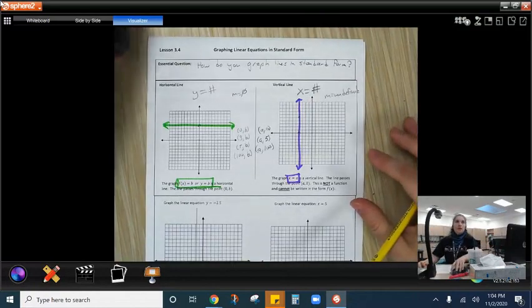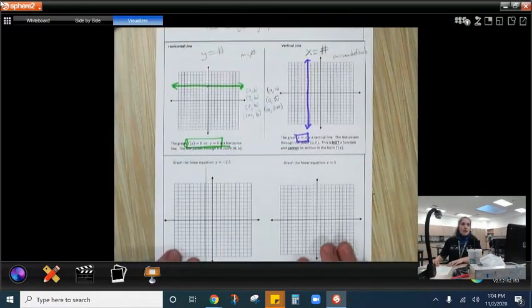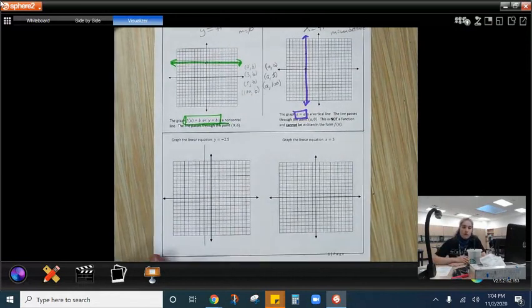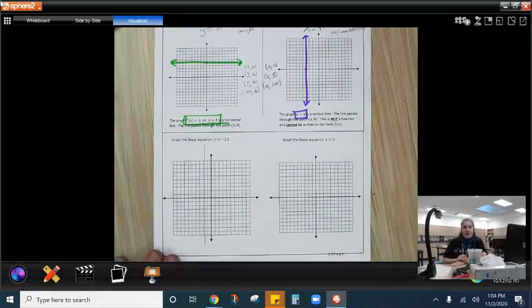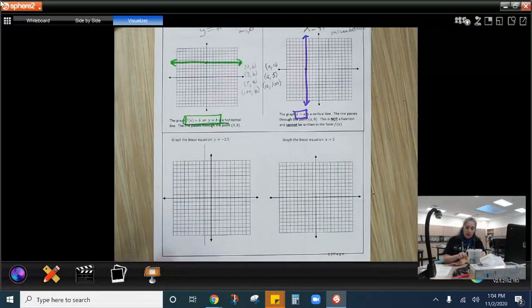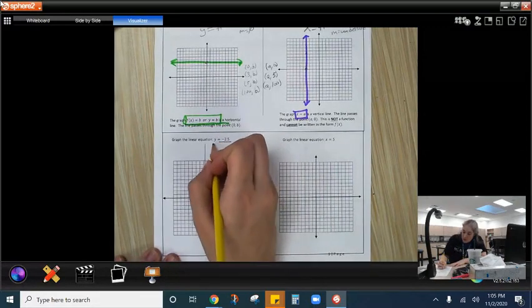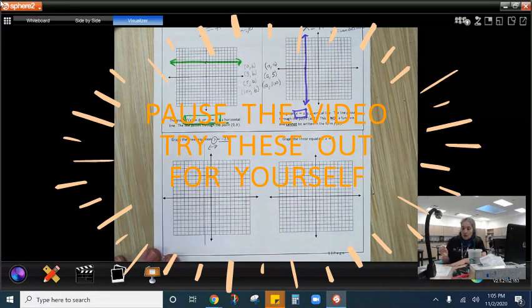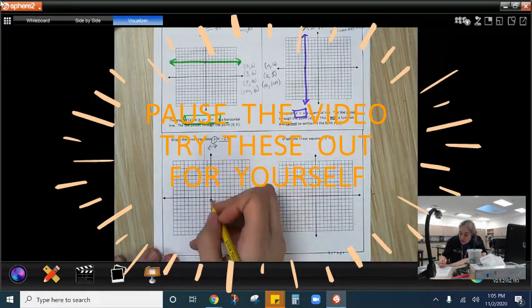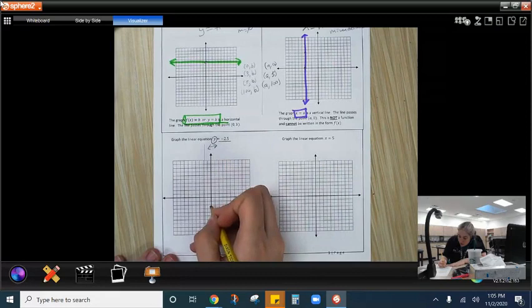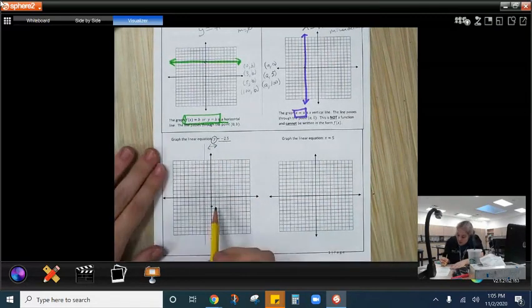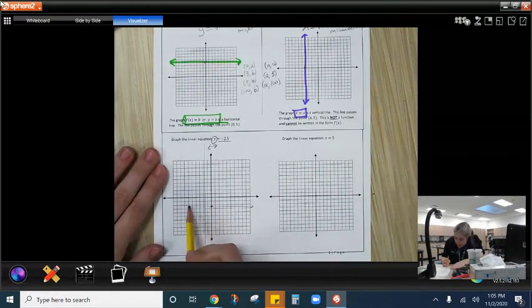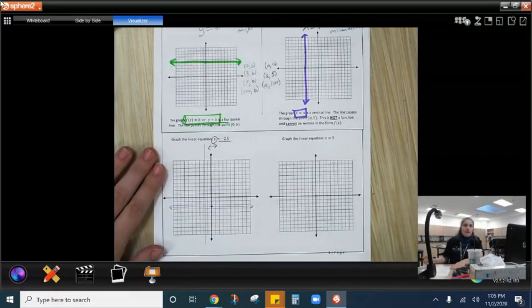There we go. So if we take a look down here, we want to graph the linear equation y equals negative 2.5. When we go to graph that, this is a y equals. Y equals are horizontals, right? They're horizontal. So I'm going to find where y is negative 2.5, 1, 2.5. So it's going to be right there. And then I'm going to draw a nice horizontal line. All right, and that's the graph of it.